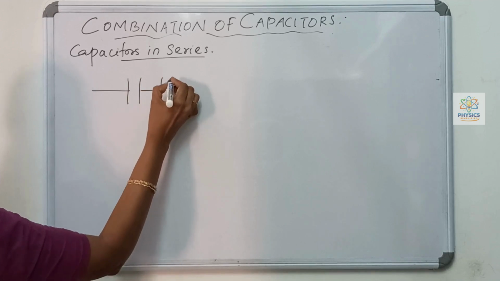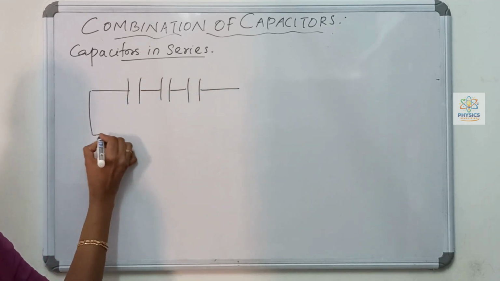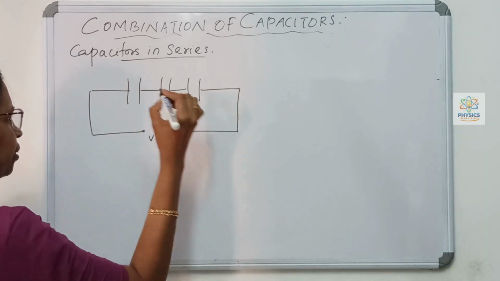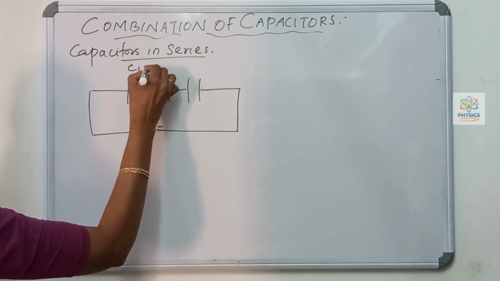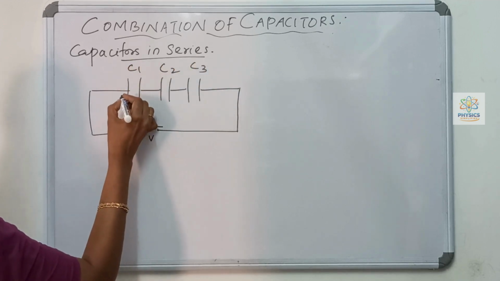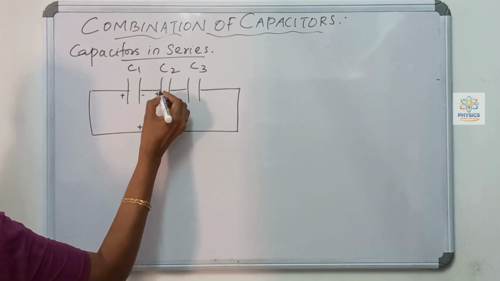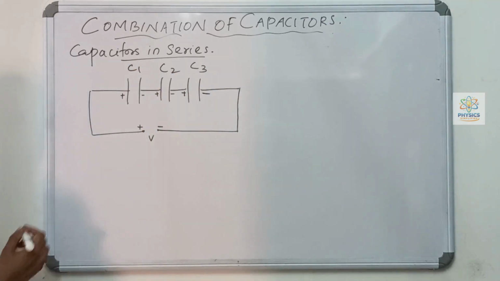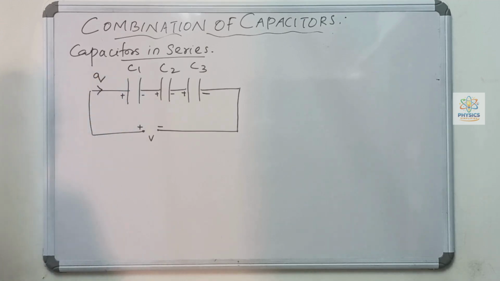The three capacitors are connected in series to a potential V. So here this is the positive terminal, here it is the negative terminal. This terminal is positive, which means here it is negative, then positive, negative, positive, then negative. Here Q is the charge flowing through the three capacitors C1, C2, C3.